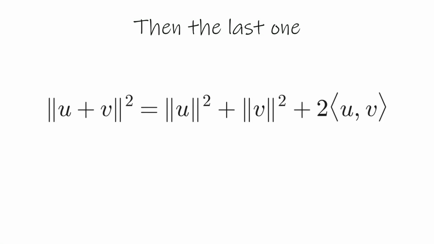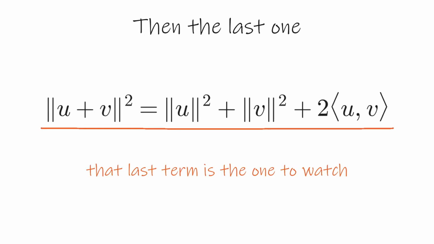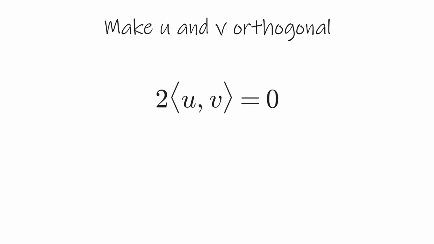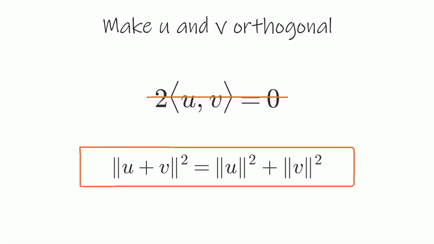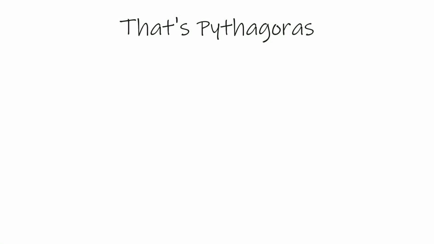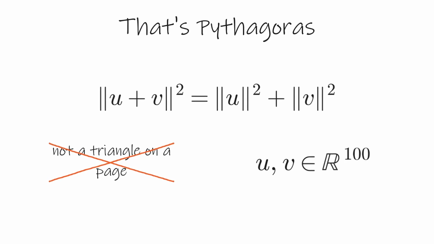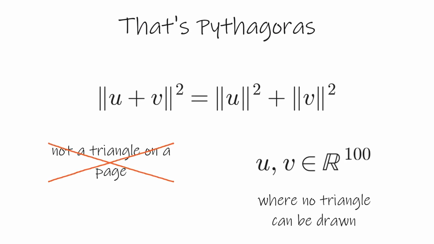Then the last one. The norm of u plus v squared equals the norm of u squared, plus the norm of v squared, plus twice the inner product of u and v. Make u and v orthogonal, and that middle term is 0. The squares add. That's Pythagoras. Not for a triangle on a page, for vectors with 100 components where no triangle can be drawn.